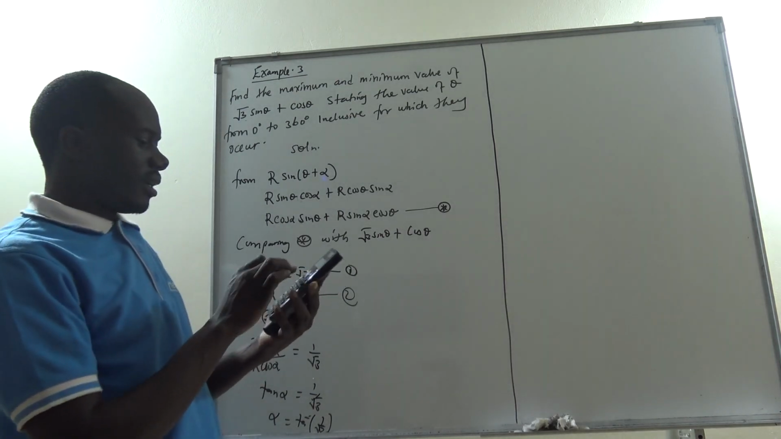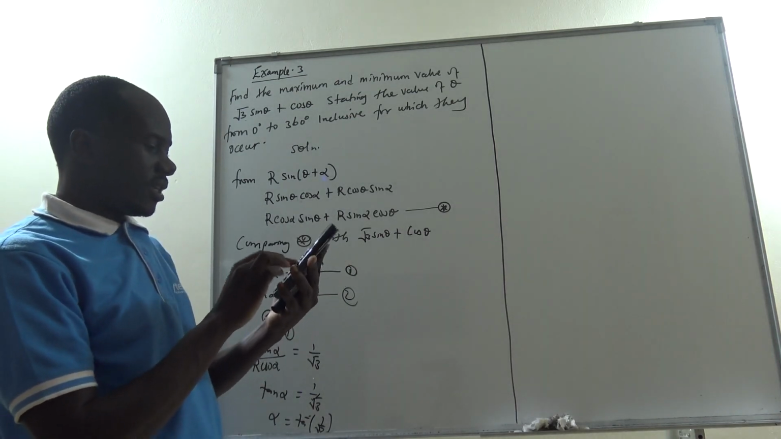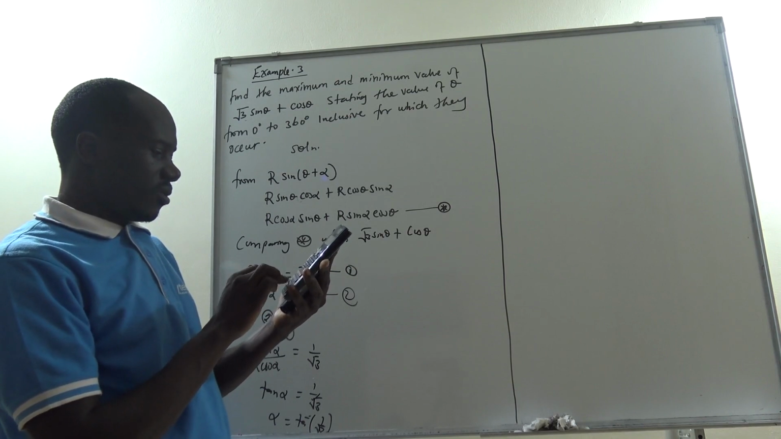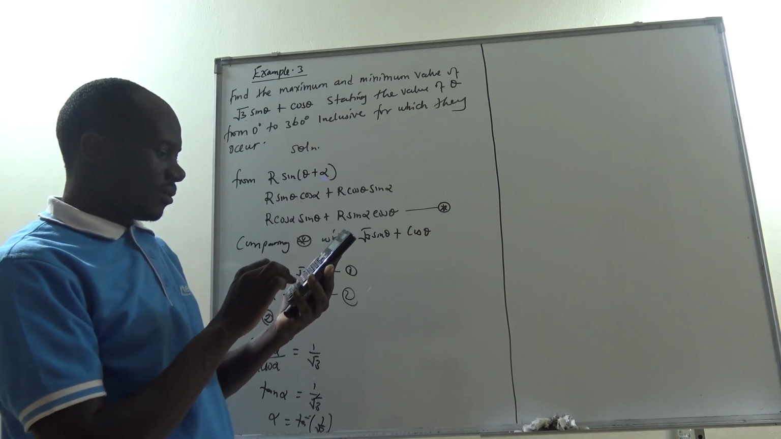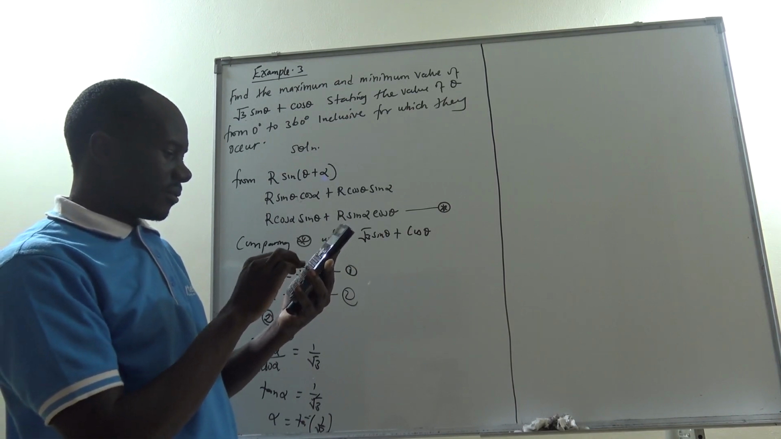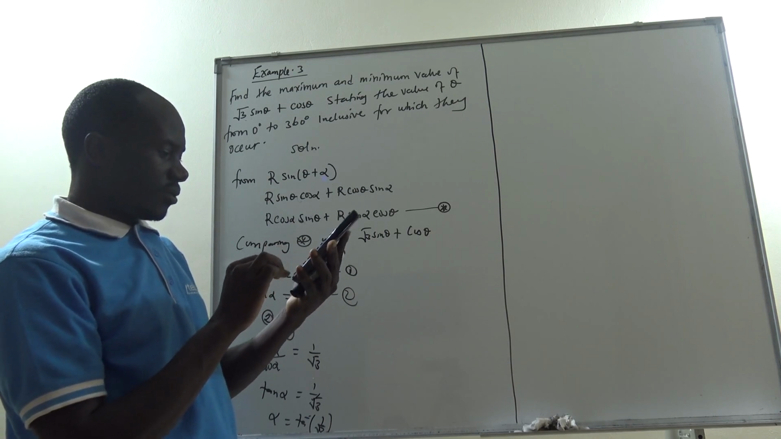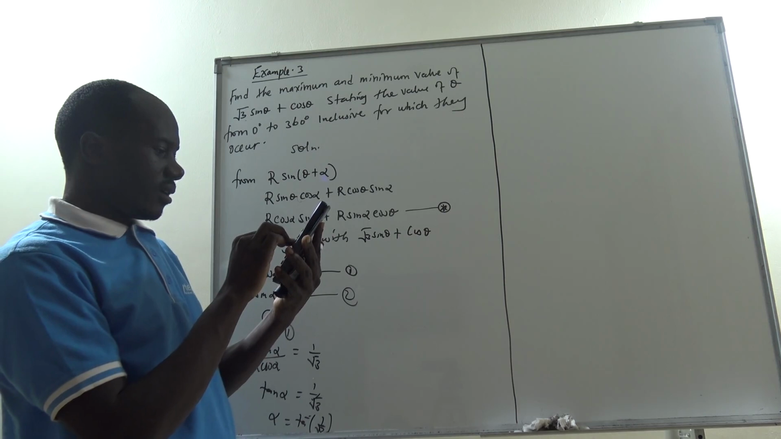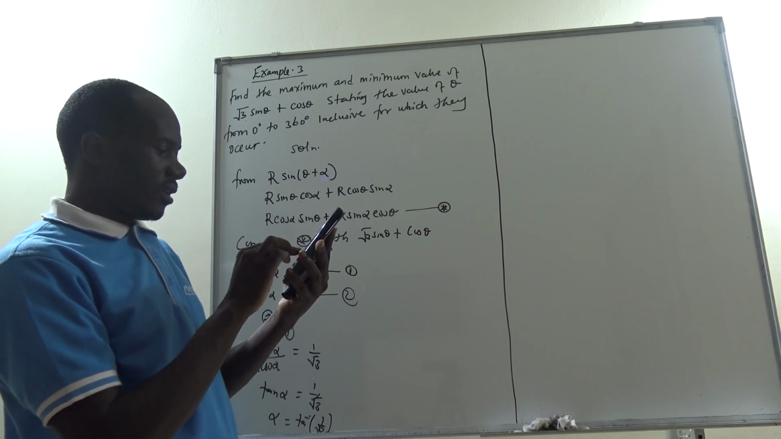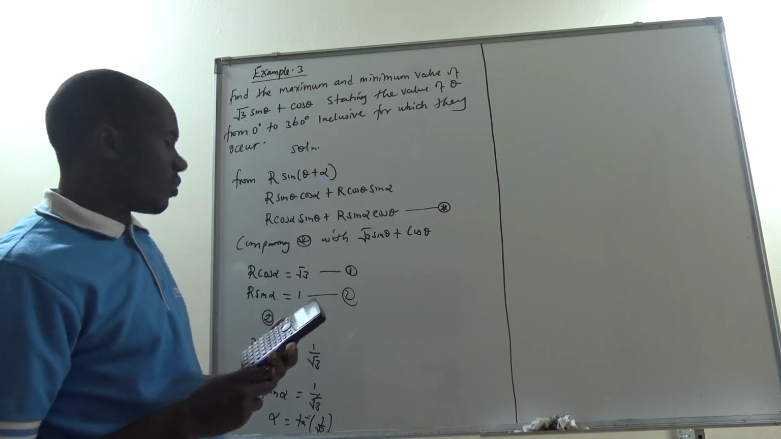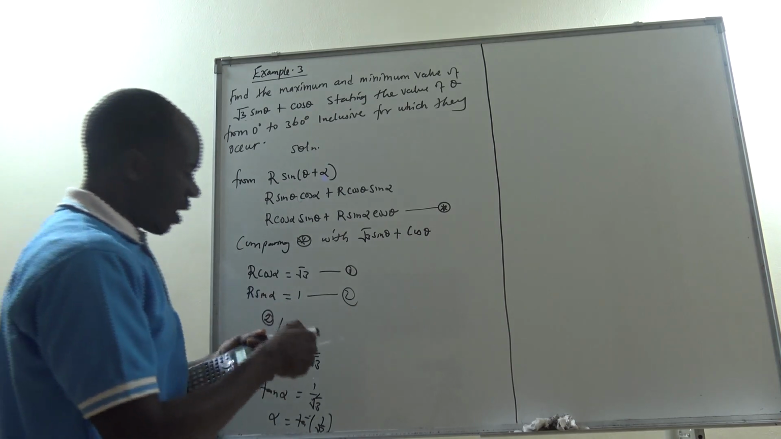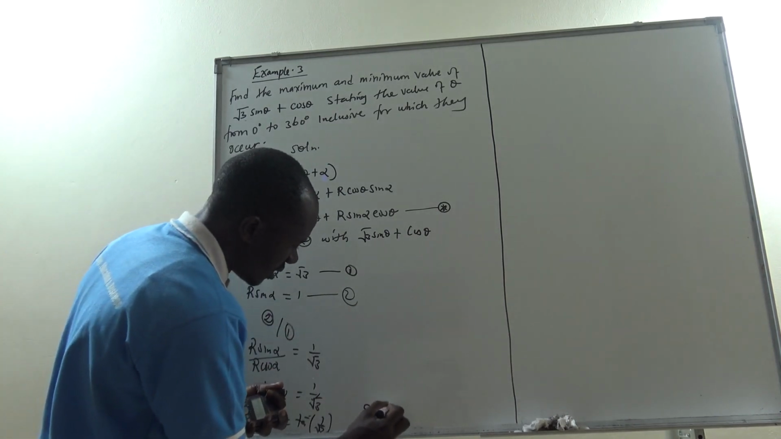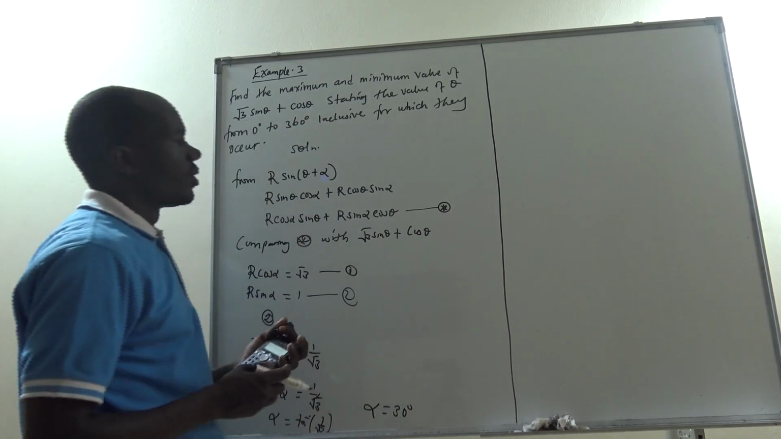So we are going to look at the tan arc of 1 over the root of 3. We are coming out with 30 degrees. So our angle alpha here is 30 degrees.